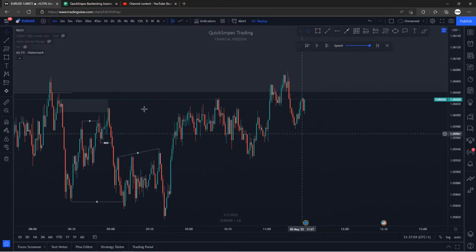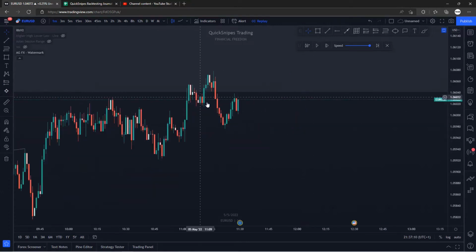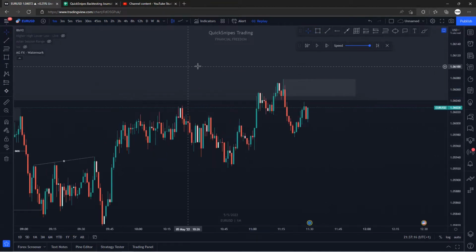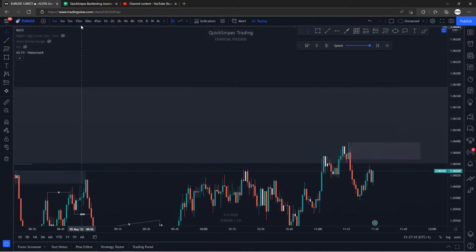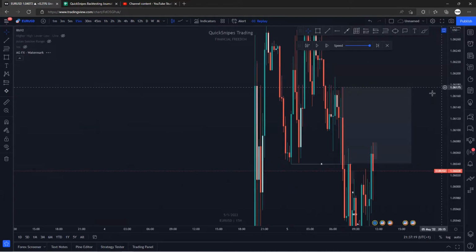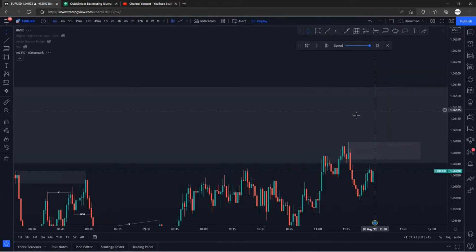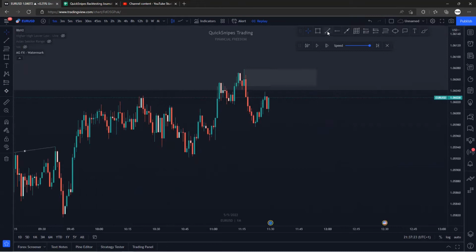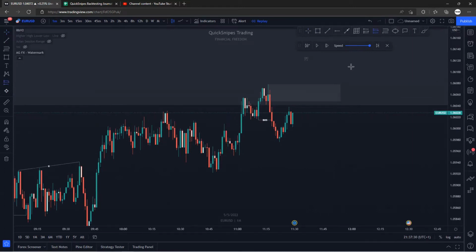Essentially, what I needed to see was that wick being completely filled. And it's even broken, forming a new kind of area. So this area is a potential entry zone because one, it's in our 15-minute point of interest. Two, because we've had that break of structure here on the 1 minute time frame. So that's a valid entry zone. So let's mark this up.